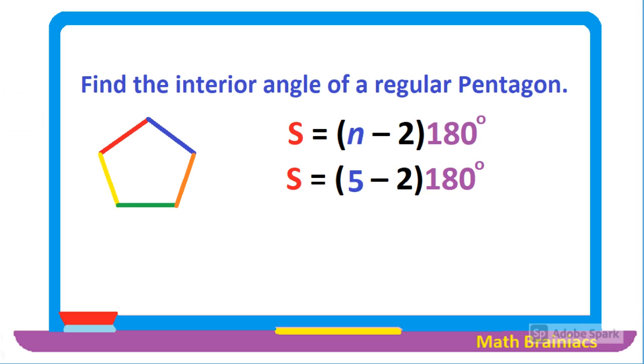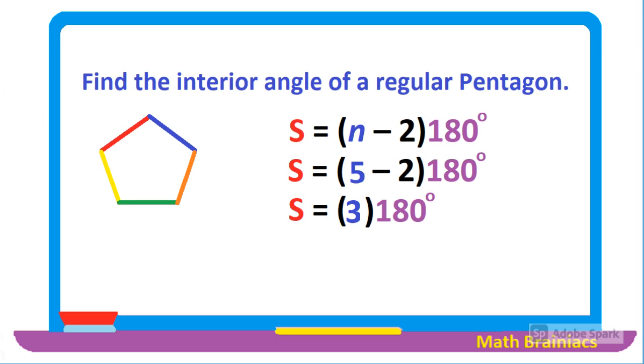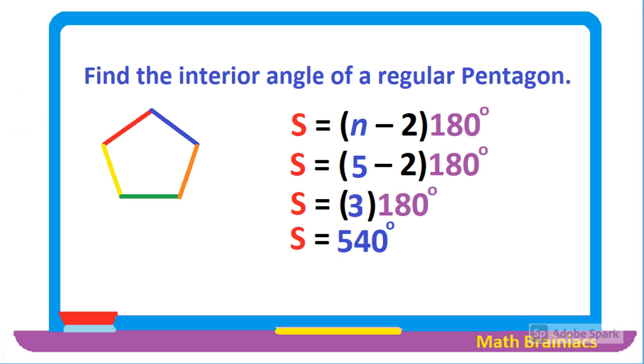Substituting the number of sides of the pentagon in the formula, it will give us S is equal to (5 minus 2) times 180. Therefore, it will give us 3 times 180 degrees. Correspondingly, the interior angle sum of a pentagon is 540 degrees.